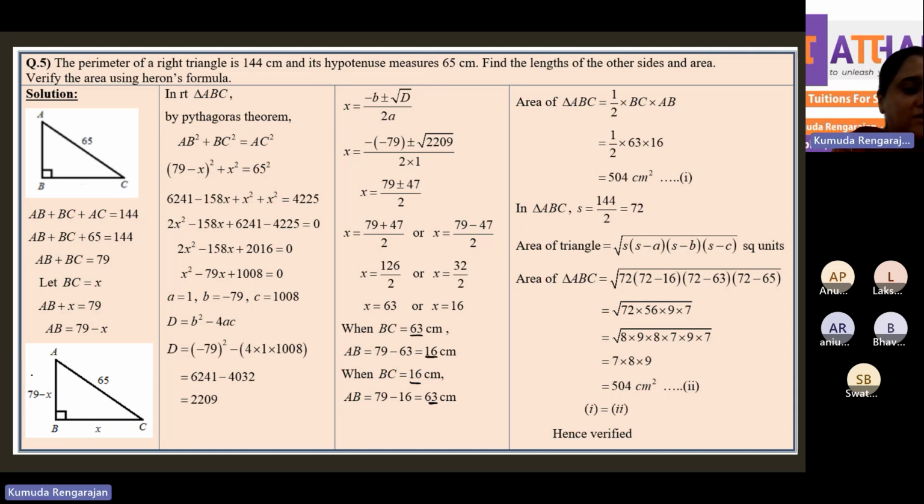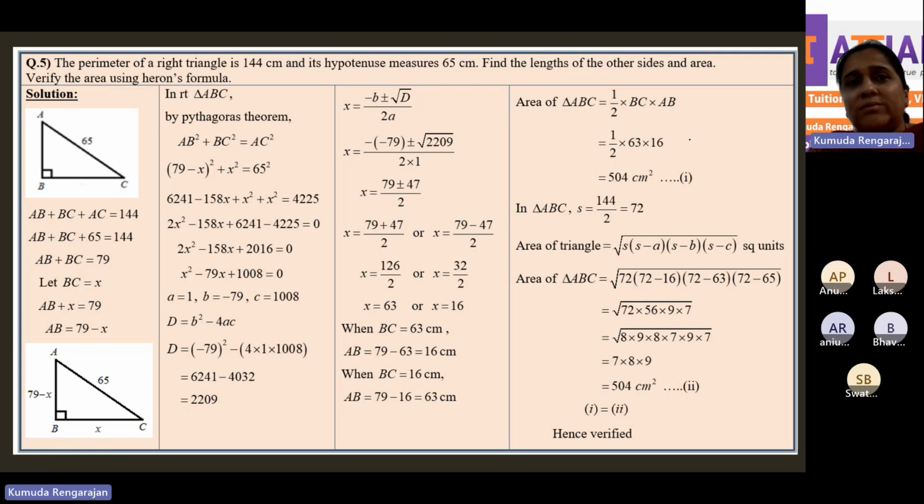It's okay. See, either this is 16 and this is 63, or this is 16 and this is 63. And that does not affect the area, right? Because area is half base into height, half into 63 into 16. It doesn't affect your area. Whether it was 16 or 63, since they are only the base and height, it does not affect your area.